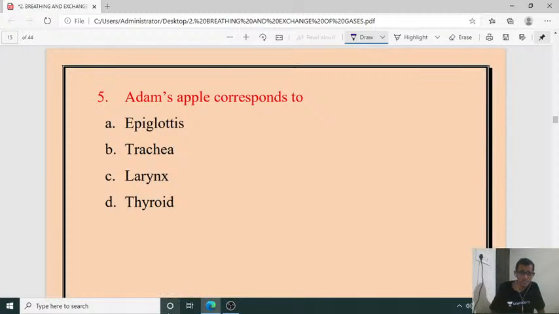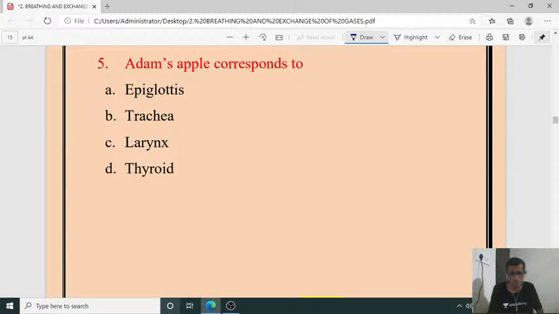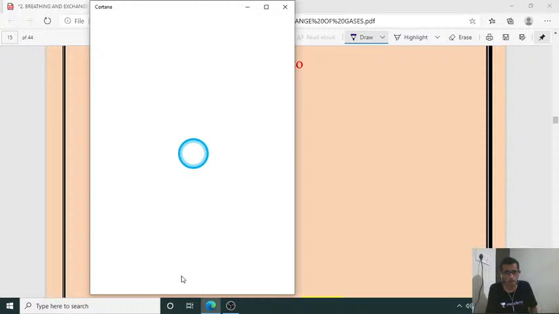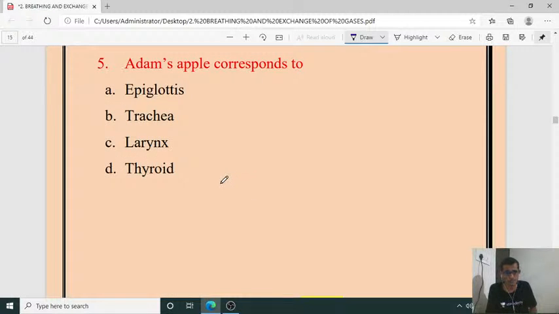Next, Adam's apple corresponds to what? What is meant by Adam's apple? It is also called the laryngeal prominence. So the fifth one is the larynx. Adam's apple, that is the larynx. Here we can observe a slightly protruded structure because of the presence of the cartilaginous vocal cord, and it is more prominent in males than in females. So the right answer for the fifth one is C.